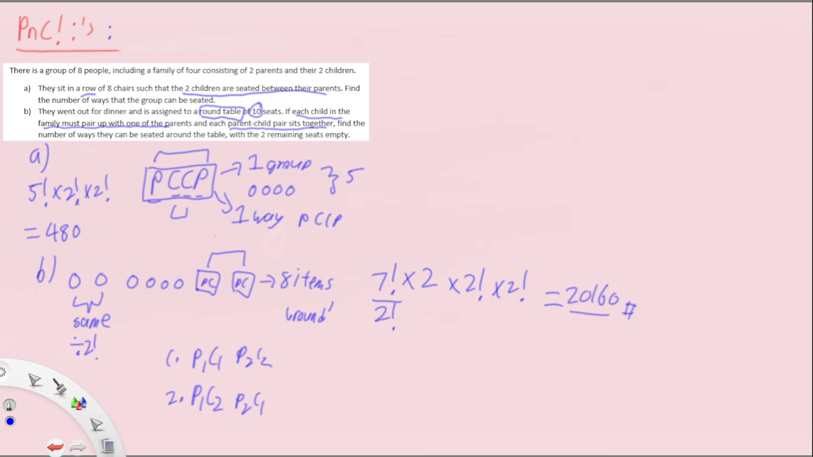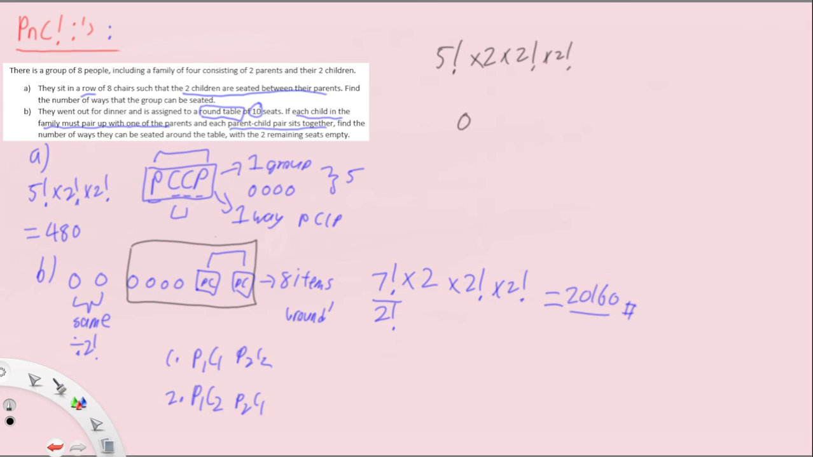Are there any other ways? And the answer is yes. You could actually slot the extra chairs in at a later time. What do I mean? Instead of looking at the 2 extra chairs first, we can look at arranging these 6 groups first in a circle. So 6 groups in a circle, so 5 factorial. Then 2 ways to make the PC pairs, then 2 factorial times 2 factorial to arrange each PC pair.